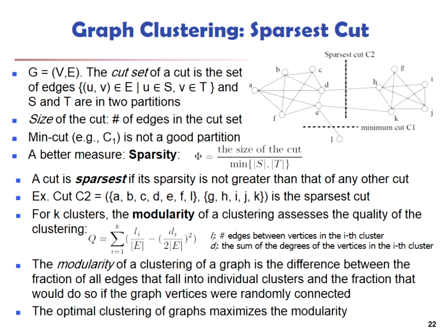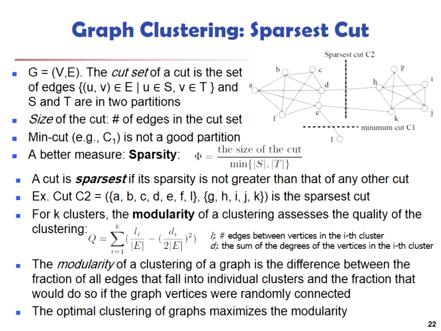So here, for example, the size of a cut can be represented as the number of edges in the cut set. The minimum cut, for example here represented by C1 in our example, is not a good partition. So to define a better measure, we can use sparsity, as the size of the cut divided by the minimum of the sizes of S and T.